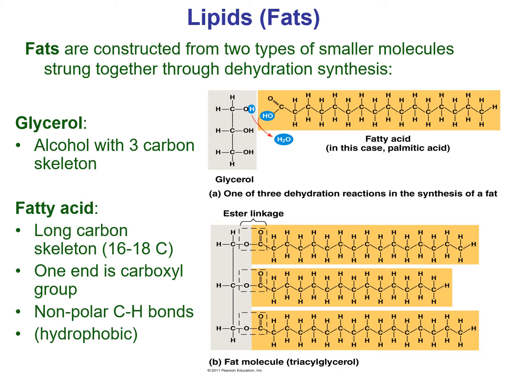The fatty acid is a hydrocarbon. So you can see it's just a chain of carbons and hydrogens. Now remember that carbon and hydrogen have very, very similar electronegativities. And that means that the electrons are shared equally between the carbons in the chain and between the carbons and the hydrogens.